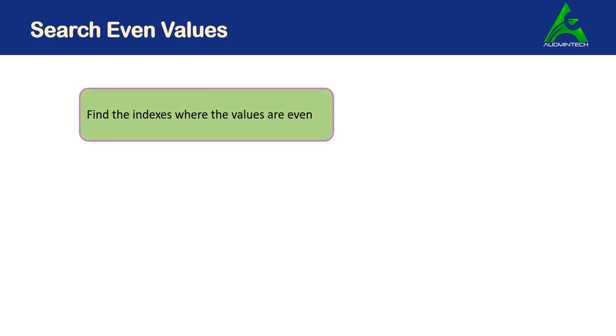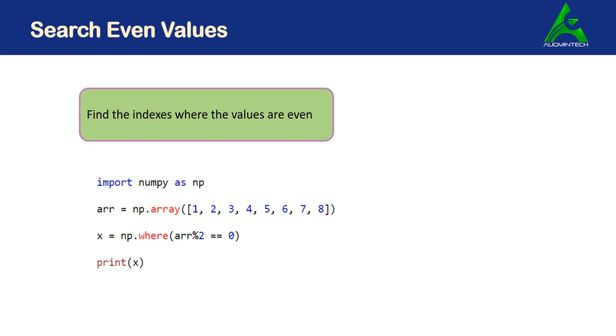Now let's see how to search for even values. So we can find the indexes where the values are even by writing the condition. That is, each of the array elements should be divisible by 2. We'll be checking for the divisibility by 2 by writing array variable mod 2 equals 0 and passing it to our where method. So that should search for all the even values from our array.